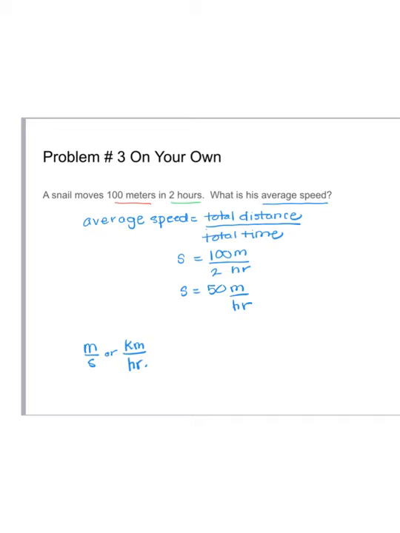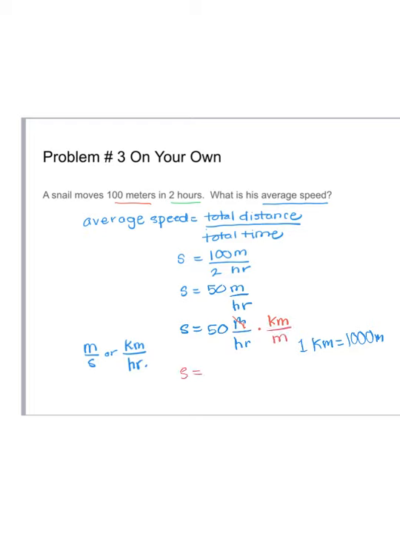So maybe it makes sense to convert the meters to kilometers. So our speed then, we know what the relationship is between meters and kilometers, so we know that 1 kilometer is equal to 1,000 meters. So that's our conversion factor. And so if we wanted to get rid of the unit of meters and end up with kilometers on top, we need meters in the bottom.